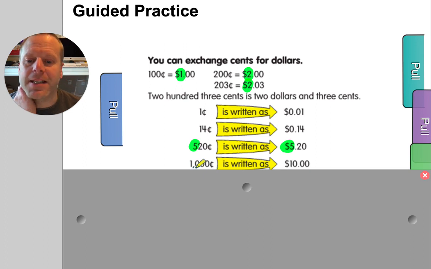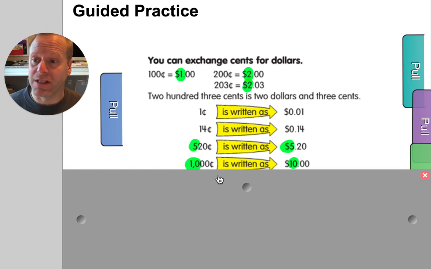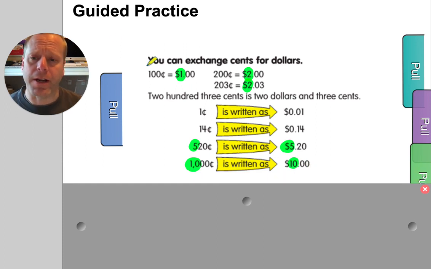1,000 cents is the same as $10, see? With no cents left over. And that's where it gets ridiculous, because nobody anywhere would want 1,000 cents. We would much rather have $10. It's easier to carry.